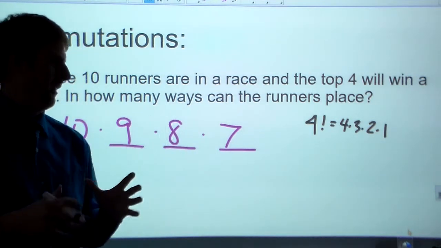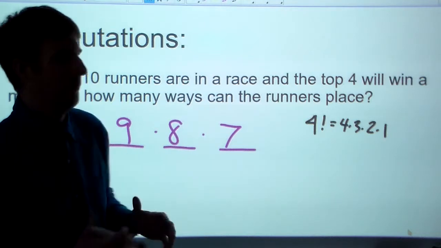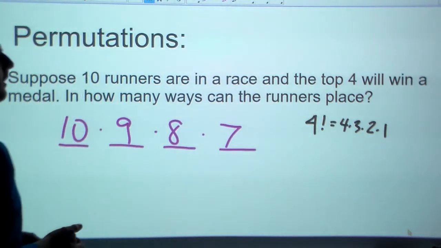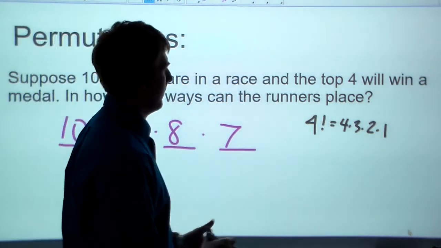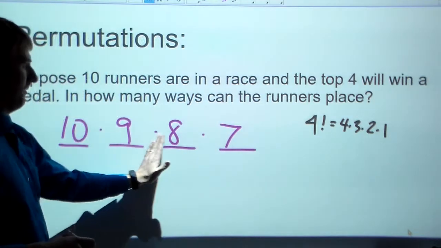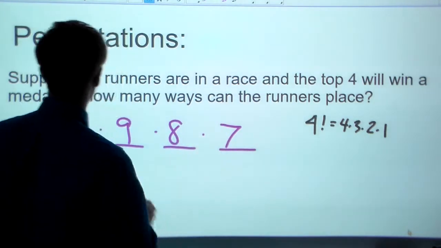Because if you put in 0 there, it becomes 0. It doesn't really make sense. So you stop at 1. And that's what a factorial is. Now, what we got going on here is sort of the factorial pattern, but it stops at 7.